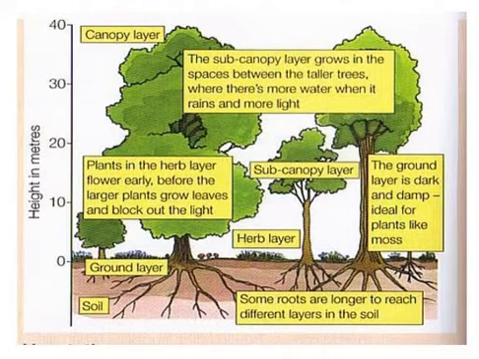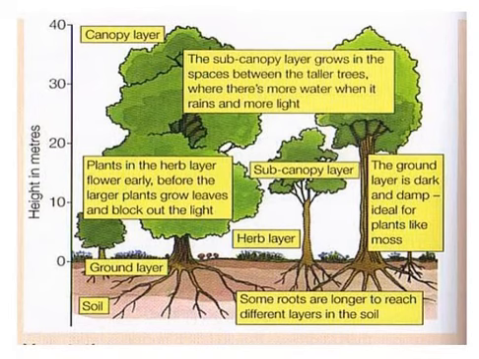Now we see this ecosystem has so many layers and biotic and abiotic factors. So we see soil, ground layers below the soils or inside the soil. Some roots of these trees, herbs and shrubs are longer to reach different layers in the soils. Herb layers, sub-canopy layers. Plants in the herb layers flower early before the larger plants grow leaves and block out the sunlight, so they get the opportunity of getting maximum photoperiods for their growth, these herbs.